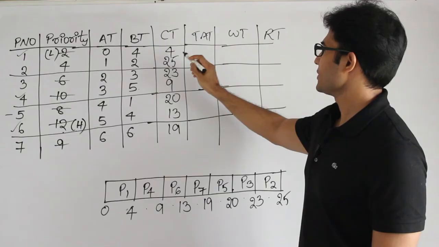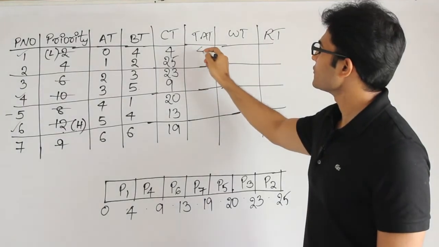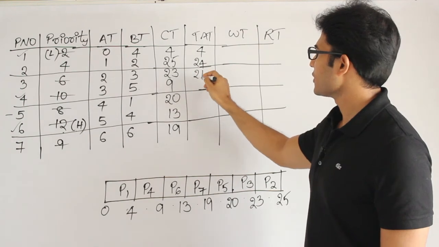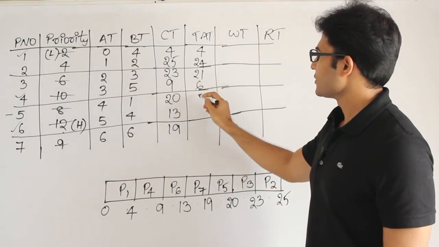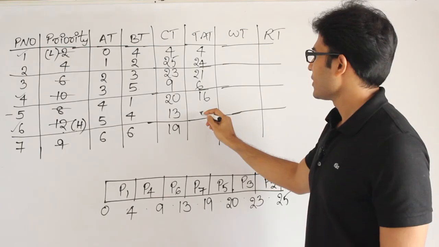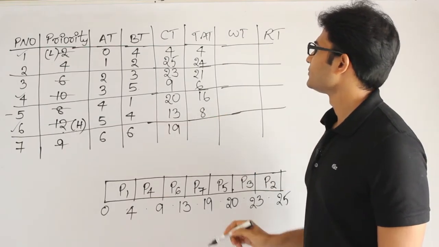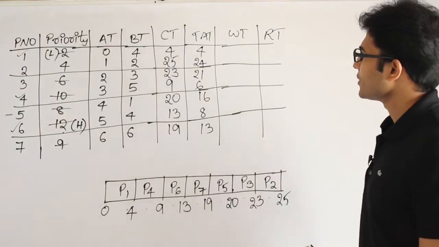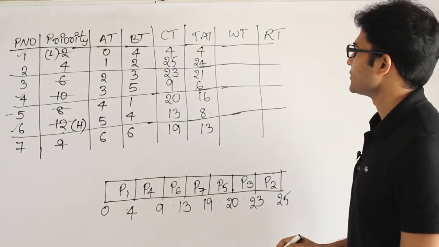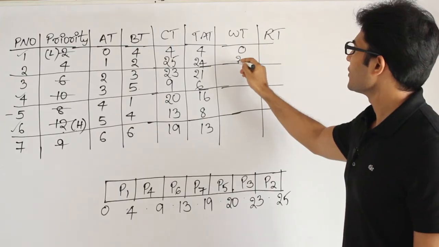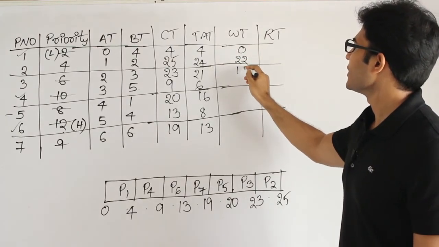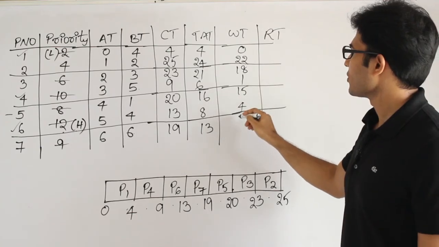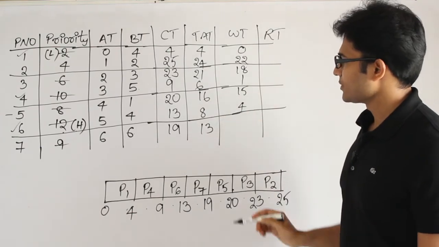Turnaround time is completion time minus arrival time, which is 4 here, 24 here, 21 here, 6 here, 16 here, 8 here, 13 here. What about waiting time? Waiting time is turnaround time minus burst time: 0, 22, 18, 1, 15, 4, and 7.